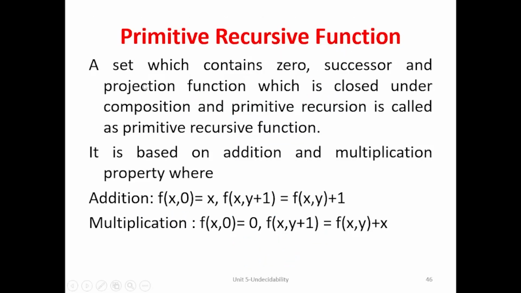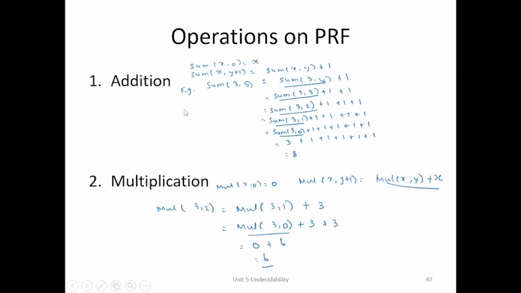Primitive recursive means a set which contains the three basic functions. What are the three basic functions? Zero, successor, projection. And those functions should be closed under composition and primitive recursion; those functions are called primitive recursive functions. So we can use addition and multiplication properties for these. For addition, the sum of x comma 0: if you sum x with 0, the answer is x.